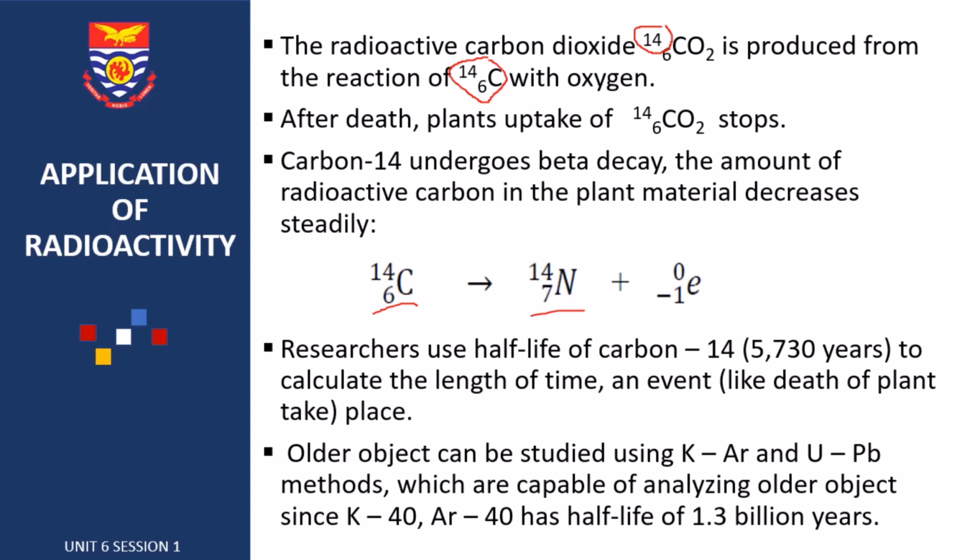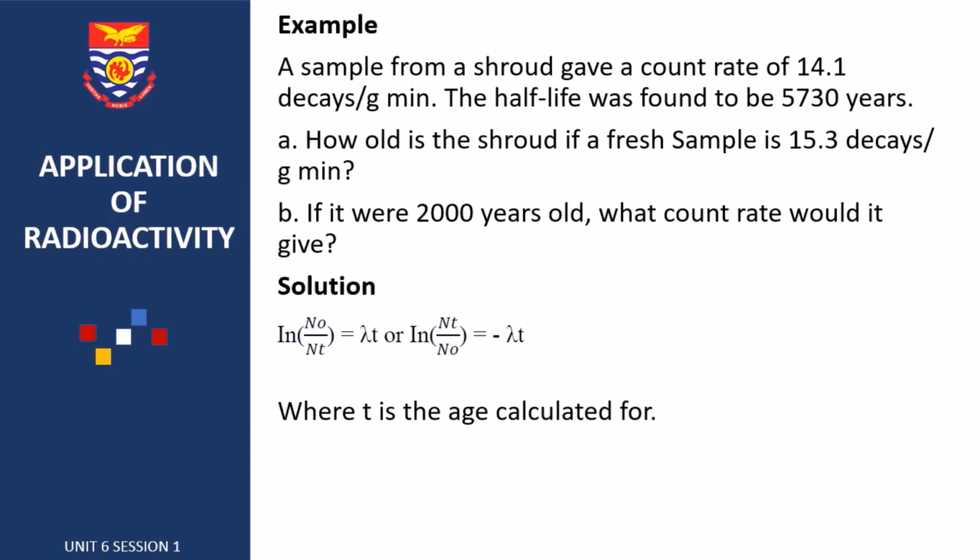Older objects can be studied using potassium to argon or other radioactive nuclides that have a longer half-life. For example, the potassium-40 and argon-40 pair has a half-life of 1.3 billion years. Let us consider a typical example here, or an application of this radioactivity.